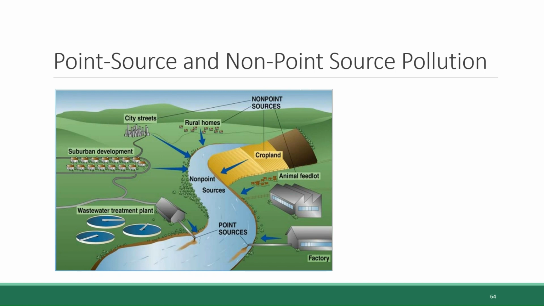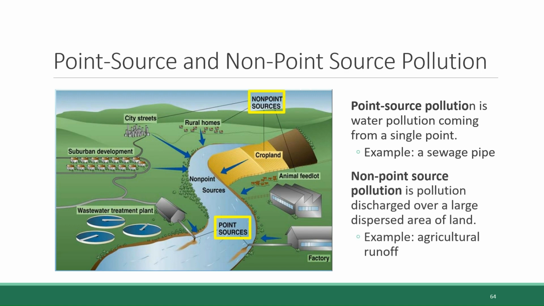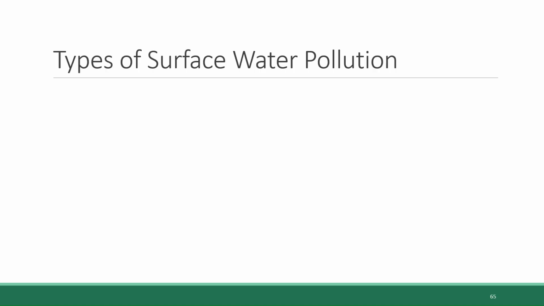Point source pollution is a term used to describe water pollution coming from a single point. So, for example, a sewage pipe that is emptying into a river would be a type of point source pollution. Non-point source pollution is pollution that originates from a large dispersed area of land rather than a single point. So, for example, fertilizer runoff from a large tract of cropland or heavy metals that run off from city streets after it rains are examples of non-point source pollution.